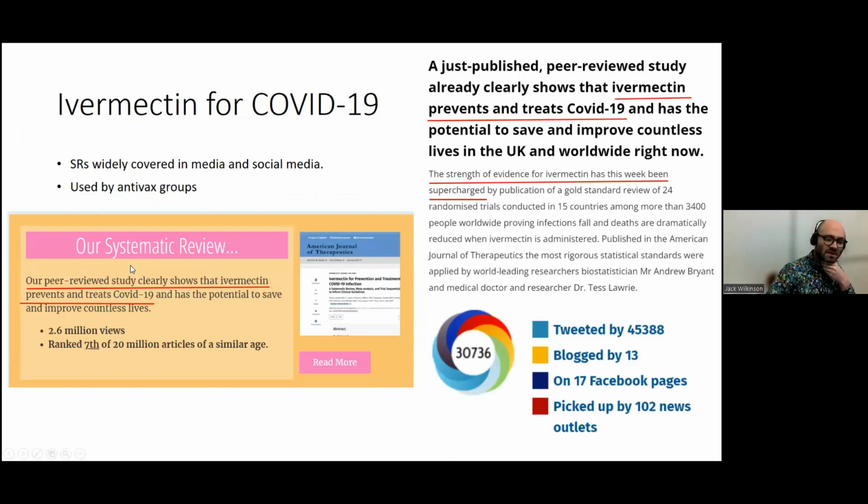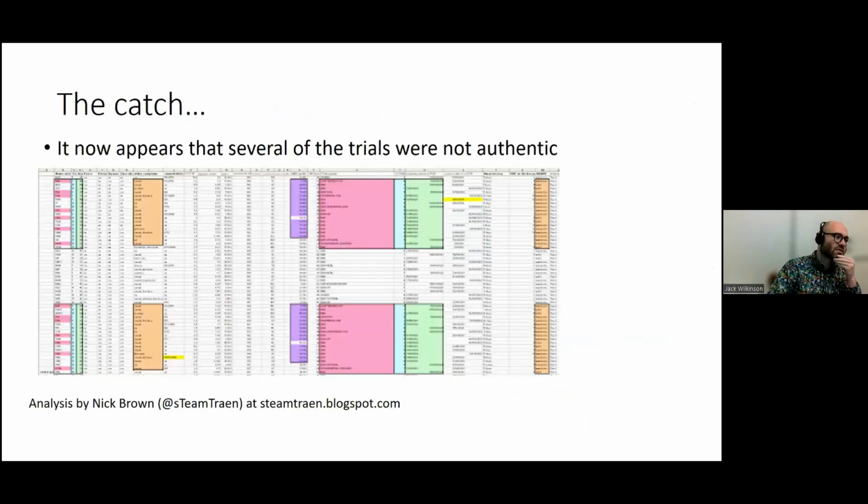Not surprisingly, this received a lot of attention. These systematic reviews were widely covered on social media and in the media. I've got some quotes here: ivermectin prevents and treats COVID-19. The strength of evidence for ivermectin has this week been supercharged. And these papers were actually used by some anti-vaccination groups. They were able to say, look, we've got this fantastic treatment for COVID-19, we don't need vaccination, it's unnecessary. All seems well and good, but there was a catch.